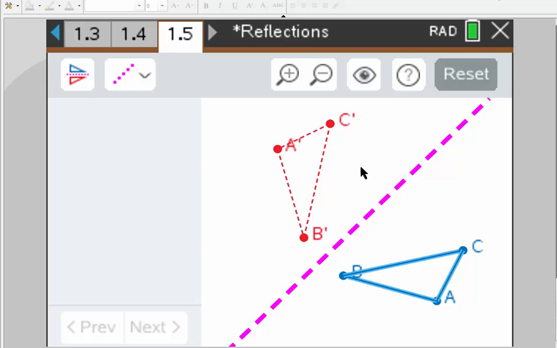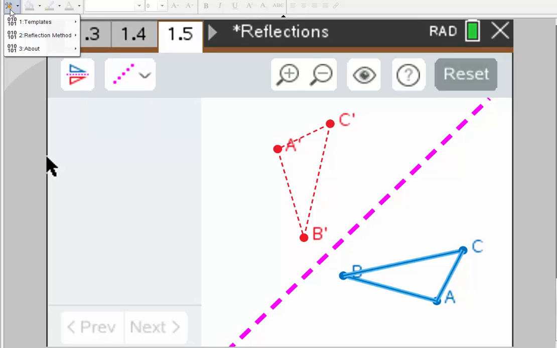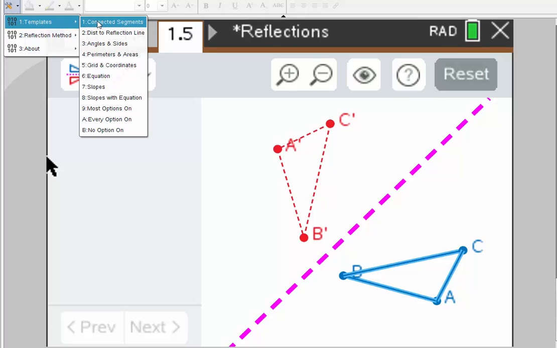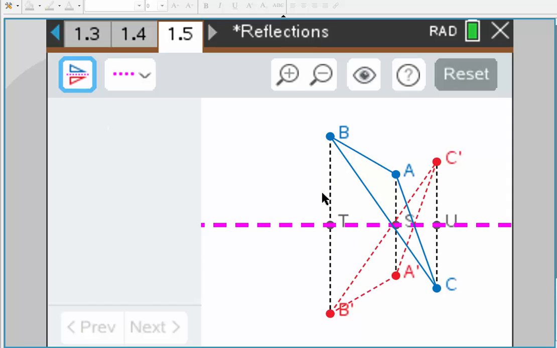Even though we want students to use technology to do this, we want them to also be able to do this by hand. So we have several templates that we've pre-created to help students with that. This one's called Connected Segments. I'm clicking on the Toolbox over here to get that. At first it doesn't look any different, but when I now reflect about the horizontal line, you can see we have segments that connect the corresponding vertices.